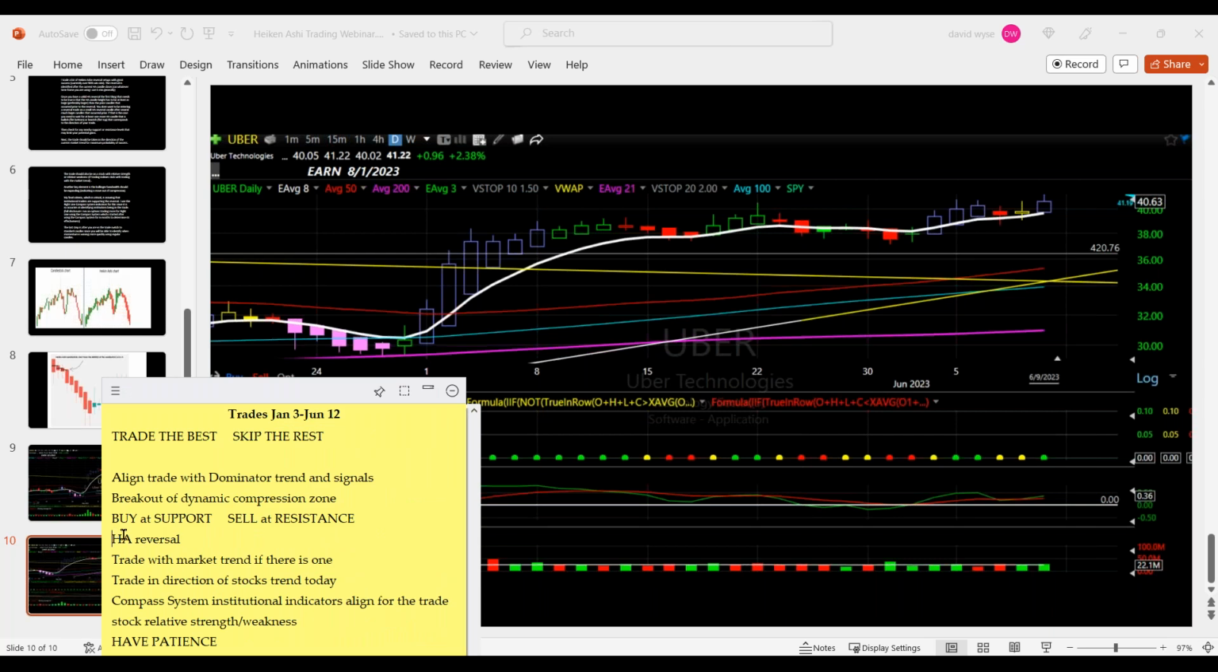Heiken Ashi reversal right there. It's one of the things we look for. Buy support, sell at resistance. Heiken Ashi reversal candle gives you more confirmation of a high probability trade.